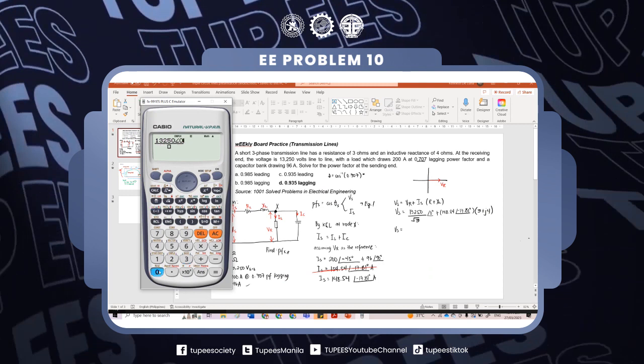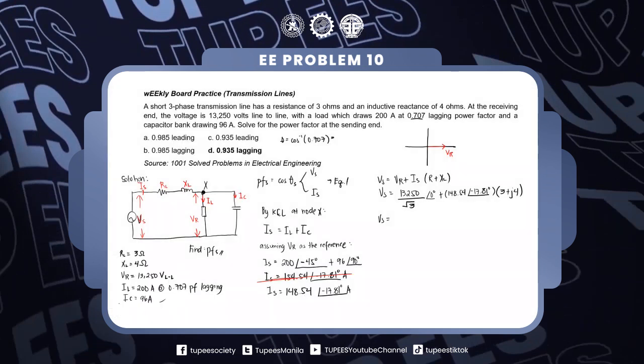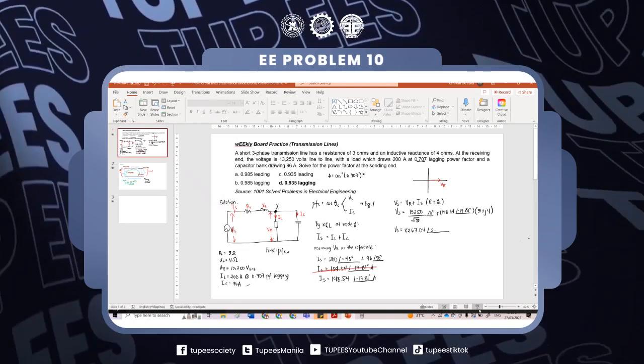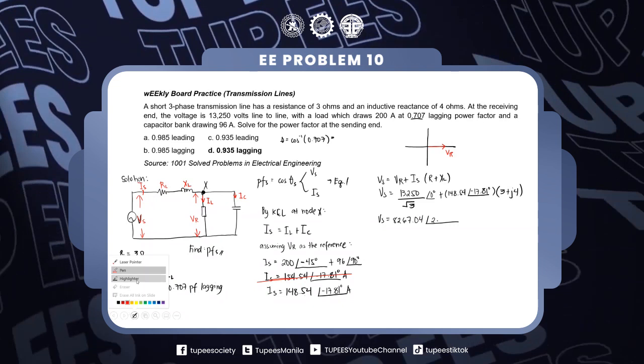So VS now is 13,250 angle 0 over square root of 3 plus 148.54 angle negative 17.81 times 3 plus j4, which is 8267.04 angle 2.98 degrees volts. Okay, so we have obtained VS and IS. Now let's plot them on the diagram.